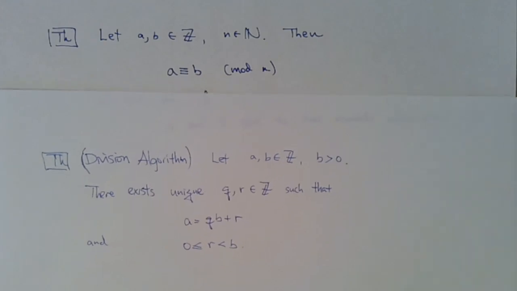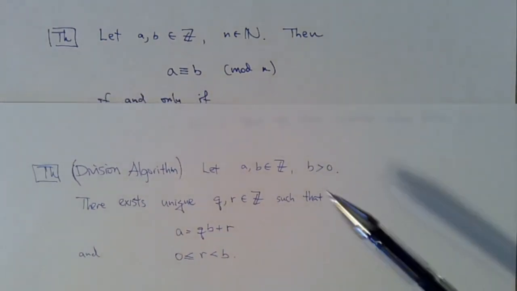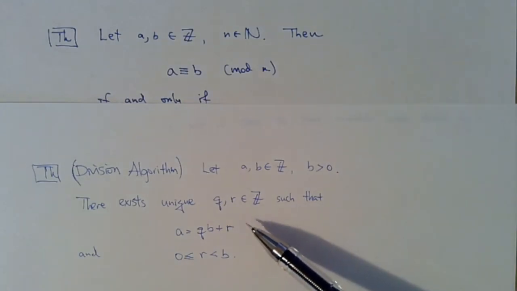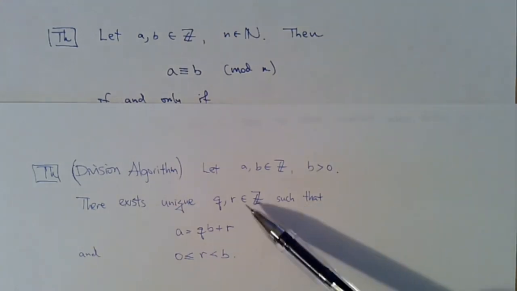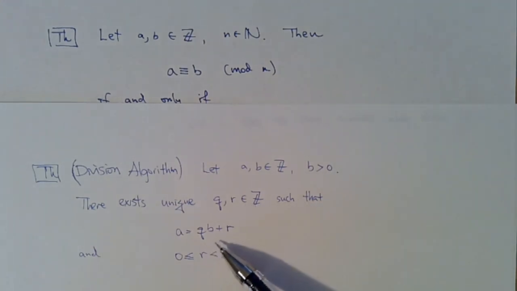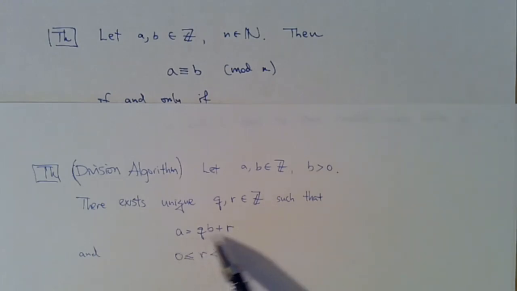If we have two integers a and b, and b is greater than 0, so we're not trying to divide by 0, there exists a unique q and r, and these are integers, so that a is equal to qb plus r. Think of q as quotient and r as remainder. So if you divide a by b, the quotient is q and the remainder is r.